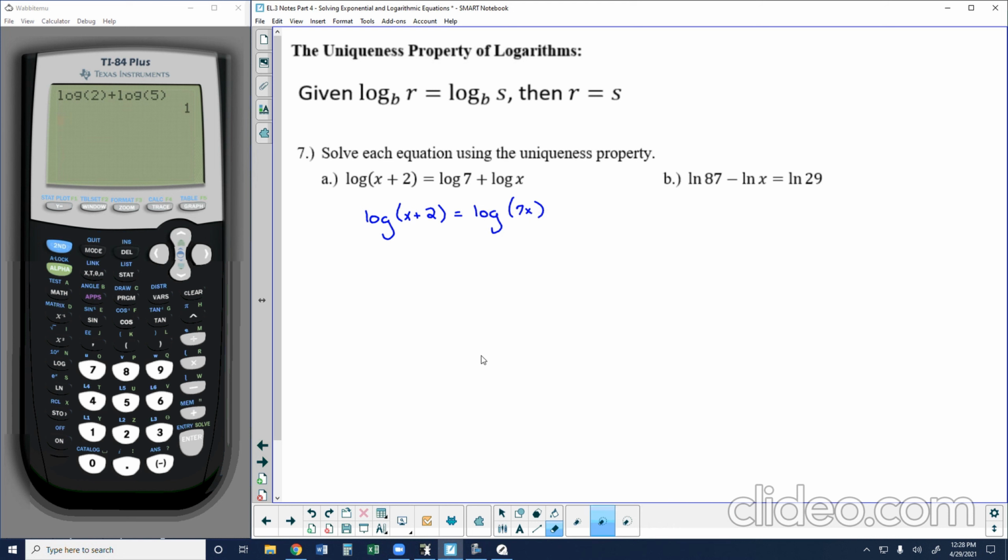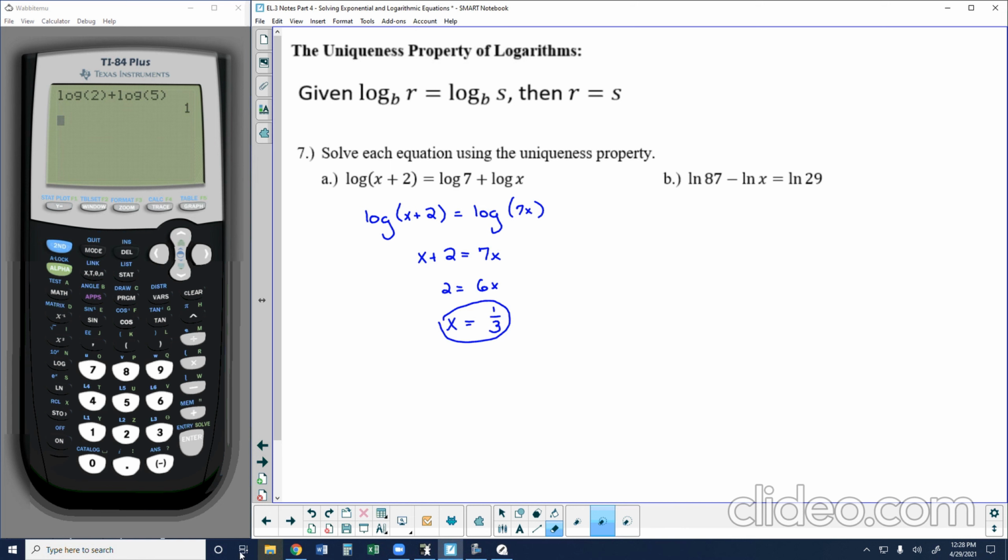So because I have two logarithms, both of base 10, equal to one another, then their input values must be equal. And here I can subtract x from both sides to get 2 equals 6x, and then divide by 6 and get x equals 1/3, or 2 over 6.